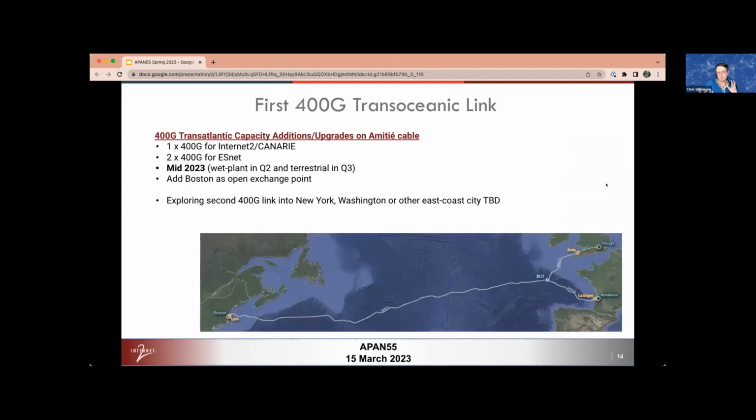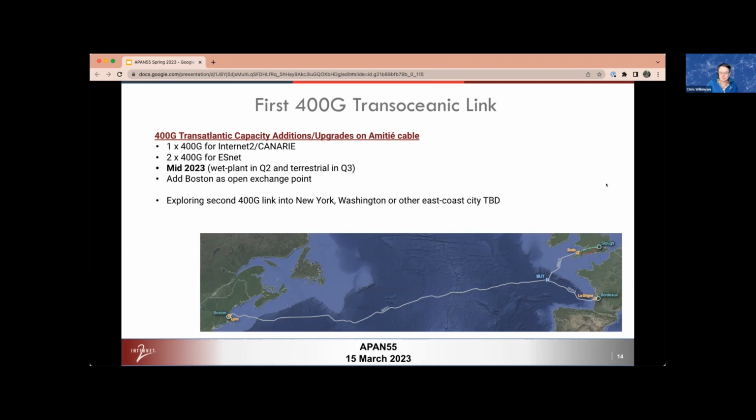Mention the 400 gig transoceanic links in tandem with Canary and ESnet. There'll be 3 by 400 across the Atlantic coming online in the middle of '23. So that's part of the reason that we're driving those exchange points to be 400 gig capable. We think that these are the first links of many that will be coming online at the Atlantic.